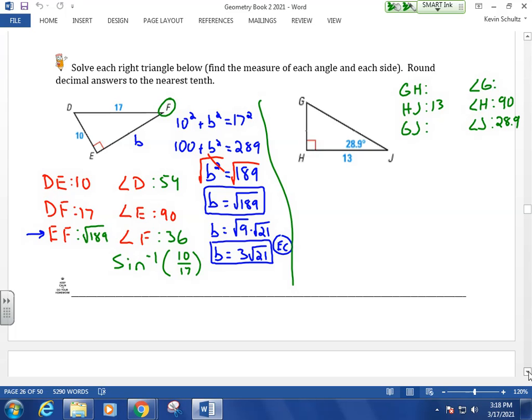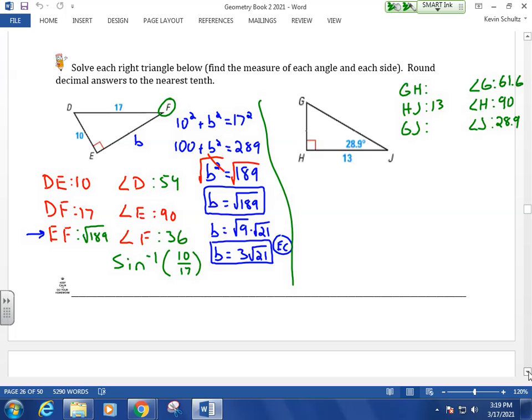And since we have 2 of our angles, finding the third one just involves subtraction. 90 minus 28.9 gives us 61.1, right? We know that G and J have to add to be 90 to combine with our right angle to make a total of 180. So given that angle J, we can subtract that from 90 to get 61.1. And now we're left with GH and GJ.